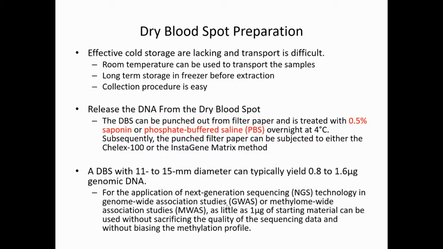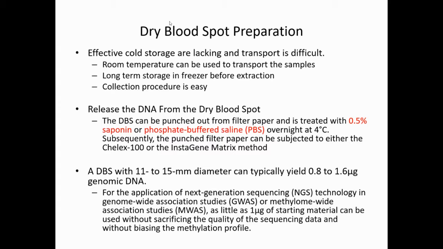And then of course when you have the DNA on the filter paper, to collect the DNA, you have to release the DNA from the DBS. So you punch out the DBS from the filter paper and treat with 5.5% saponin or the PBS overnight at 4 degrees. Then the filter paper can be subject to the Chelex or Instagene matrix method to purify the DNA, which we will discuss next.